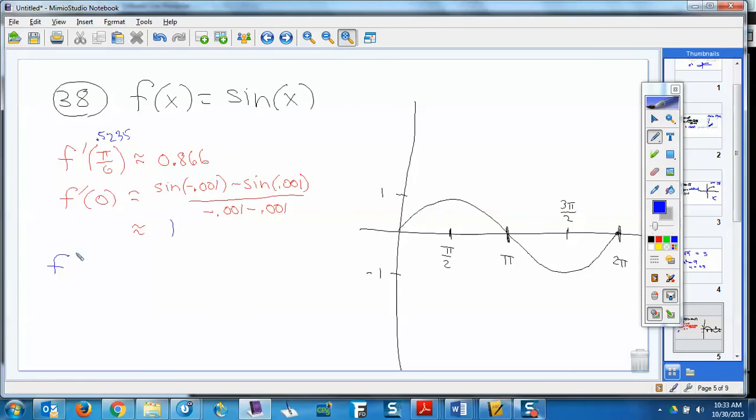Okay? And then we were supposed to do what? F prime at, we did pi over 6 already. Pi fourths. What's pi fourths as a decimal? 0.7.